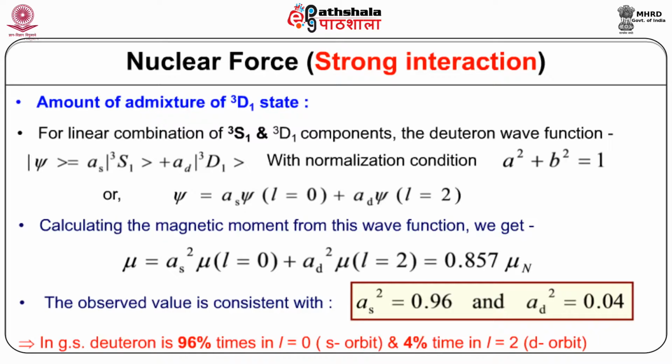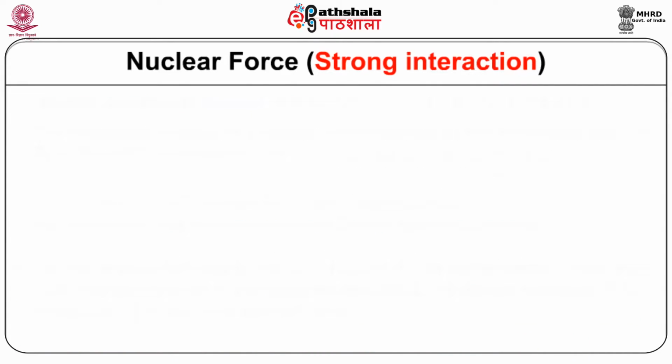So in general, we can say that the ground state of the deuteron is a combination of L is equal to 0 and L is equal to 2 states. Nuclear force, strong interaction. So in the previous slide, we have seen that the deuteron ground state is made up of L is equal to 0 and L is equal to 2 components.